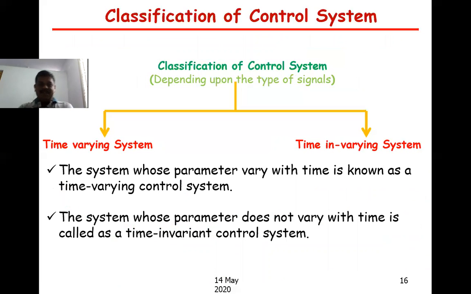Another way of classification depends upon the type of system. One is the time varying system and another is the time invariant system. A system whose parameters vary with time, that is time dependent, is a time varying control system. When the system parameters do not vary with time, that is, they do not depend upon time, it is named a time invariant system.